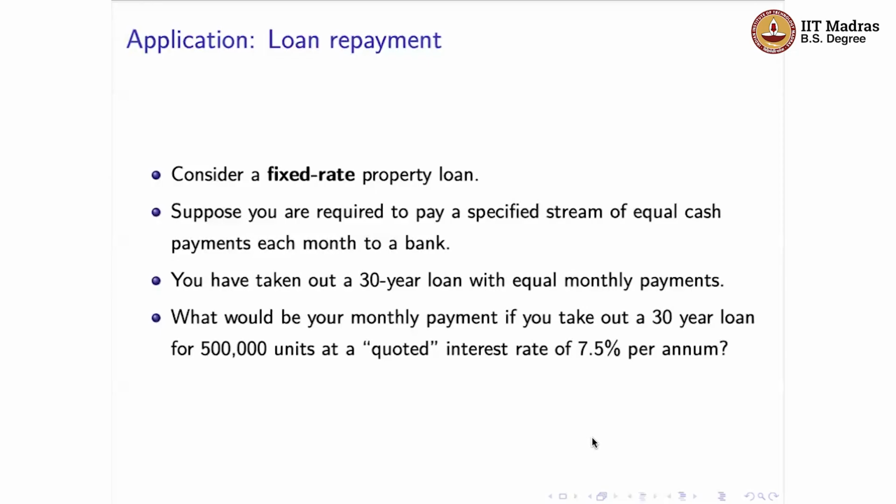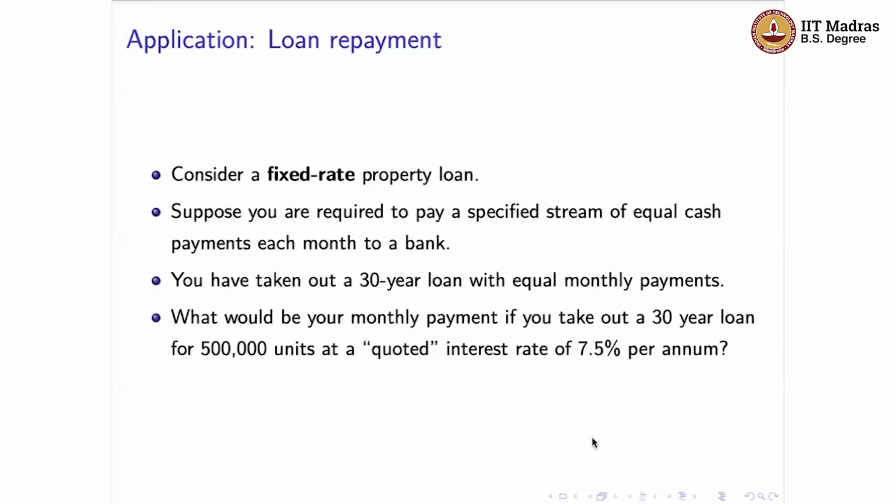Okay, so imagine that you have taken out a loan, and you have to pay it back. What is required is that you pay a specified stream of equal cash payments each month to a bank as a result of taking out this loan, right? Just to fix ideas, imagine that you have taken out a 30-year loan for some property, and the bank requires you to make equal monthly payments.